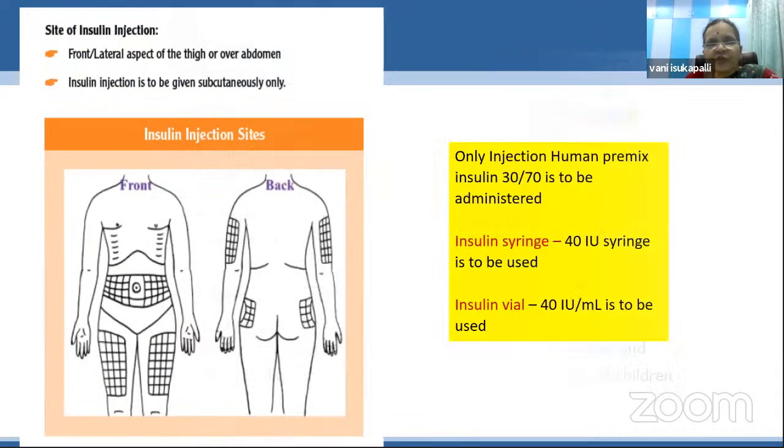Then the sites of insulin injections are depicted well in this figure. The only thing I would mention is that human premix 30/70 is the easiest modality that can be used. A 40 international unit syringe has to be used, and an insulin vial containing 40 international units per ml. So this is easily understood by even a partly educated woman, who can understand all these particular rules.